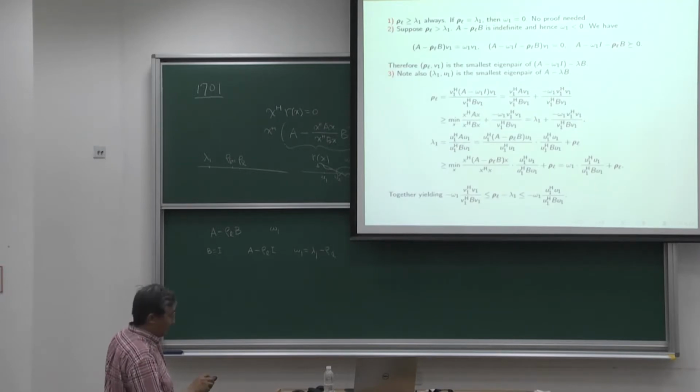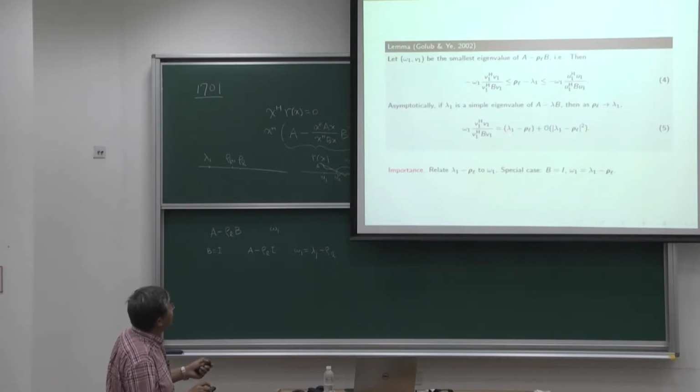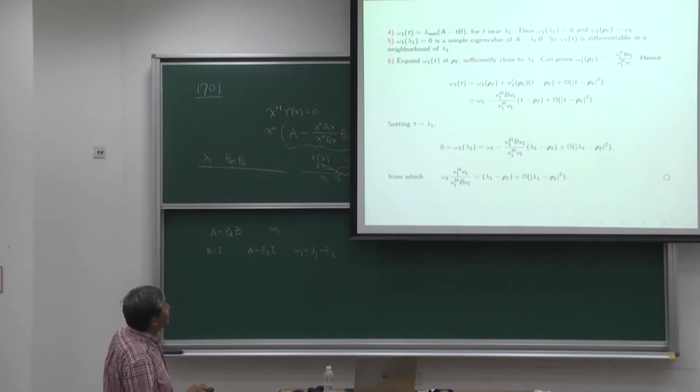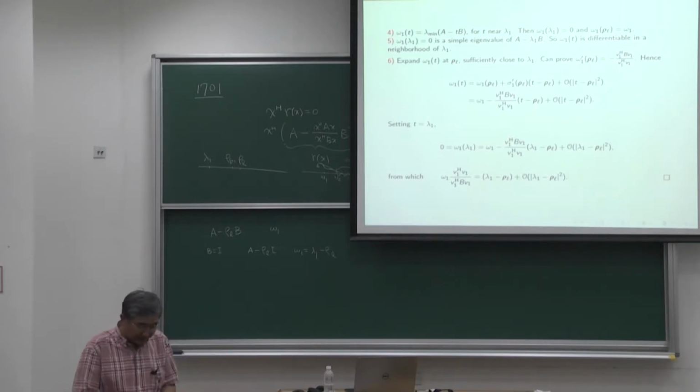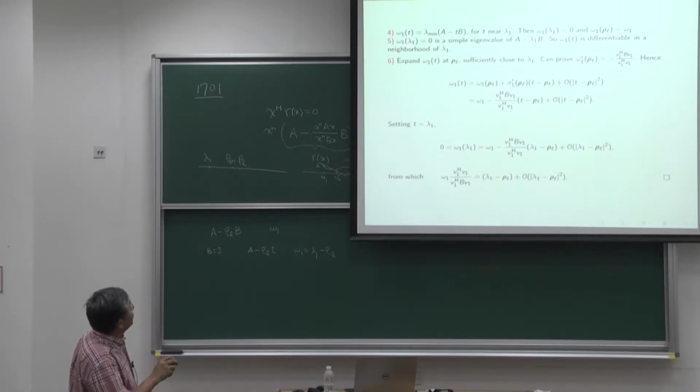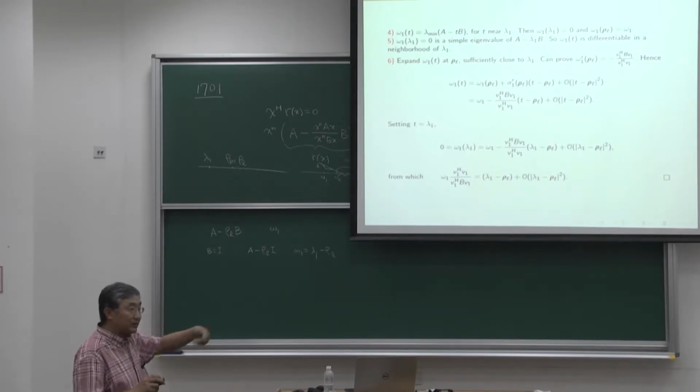Let's look at the asymptotic formula. This will be used as some of our derivative information in the error analysis of eigenvalues. So you look at A minus tB. That's a matrix function in t, whose smallest eigenvalue is a function in t as well. We're going to call that omega 1(t), the smallest eigenvalue of A minus tB as a function of t. For t near lambda 1, we're going to look at only near lambda 1.